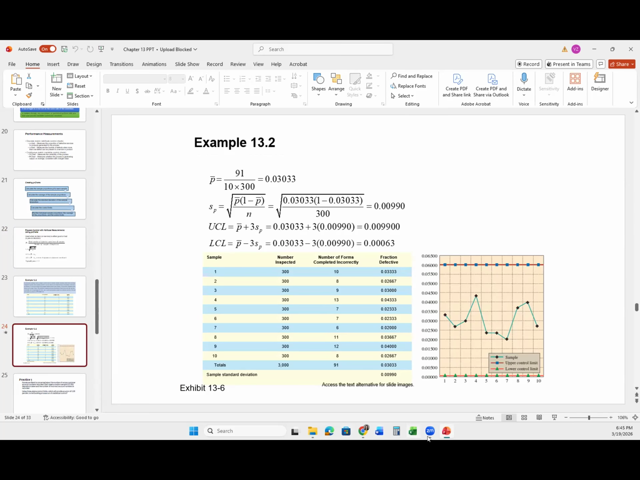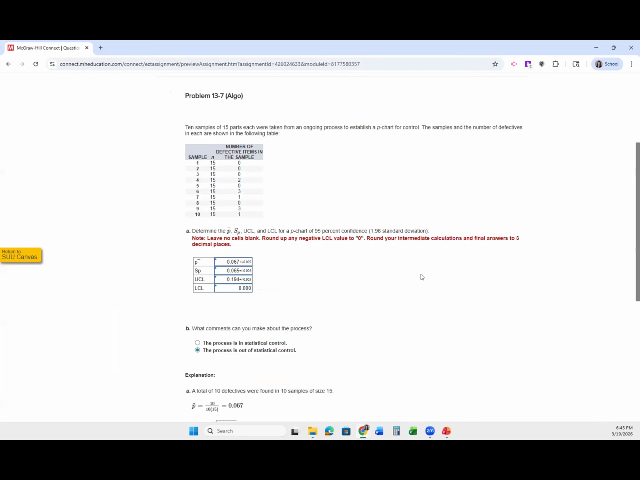And for the problem you have here, because it says this P chart is under the 95% confidence level, 1.96 is your Z. But if it doesn't mention anything, it will be 3. Sometimes we use 2, or 1.96, which is about 2. This is used sometimes also, but in general, typically we use 3.